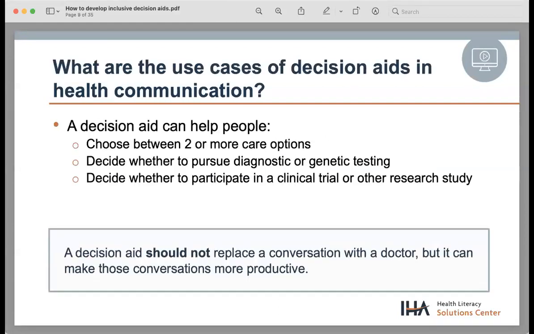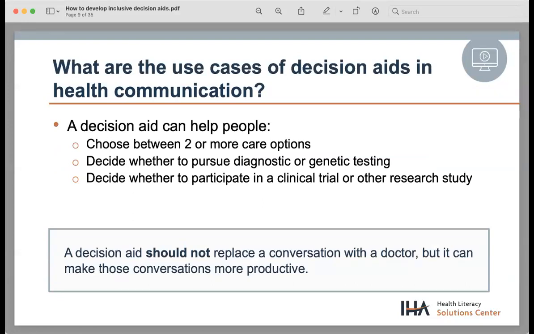So what are the use cases of decision aids? When can we use decision aids in our health communication? There are a few different ways that decision aids can help our readers. They can help people choose between 2 or more care options, decide whether to pursue diagnostic or genetic testing, or they can also help people decide whether to participate in a clinical trial or another research study. So those are a few different ways that decision aids can help people evaluate their options and make an informed decision based on their needs and preferences.